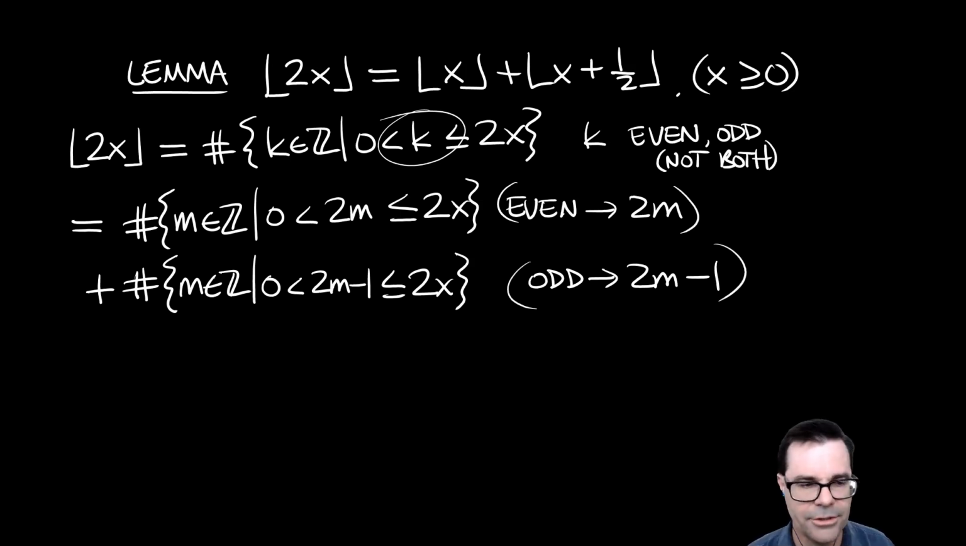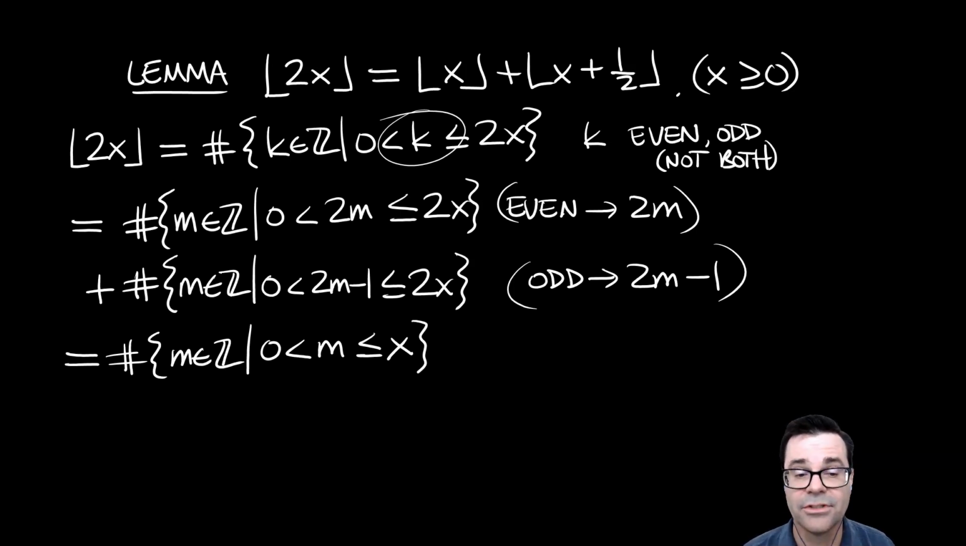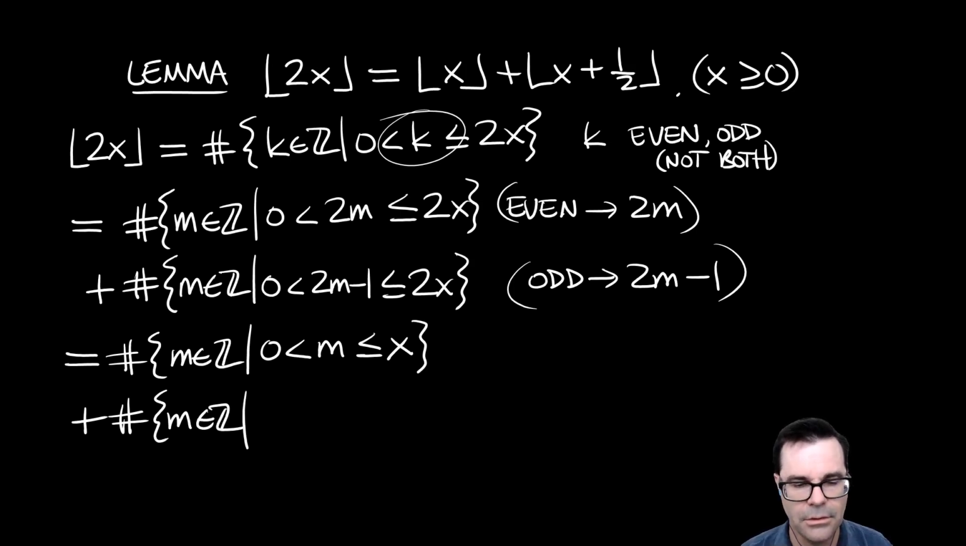All right, now what I'm going to do is just play around with these inequalities. So if I take this first inequality here and I divide through by 2, then I get the number of integers m that are positive and less than or equal to x. Now, on the second inequality, I want to solve for m, so I'm going to add 1 and divide by 2. And when I add 1 and divide by 2, I'm going to get 1/2 less than m less than or equal to x plus 1/2.